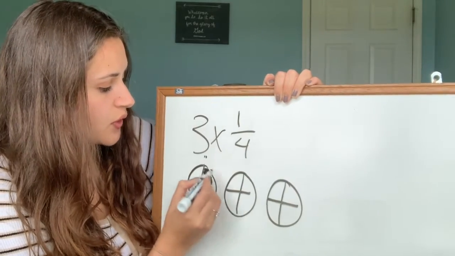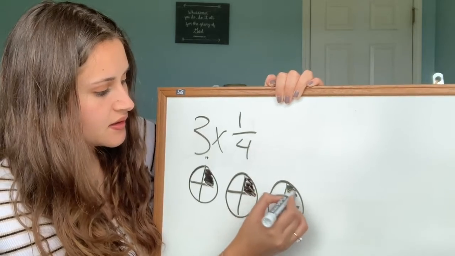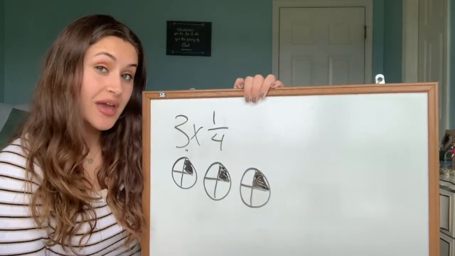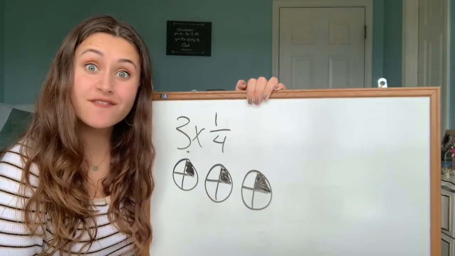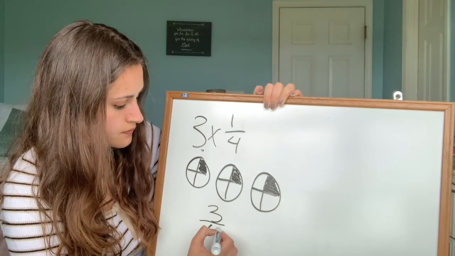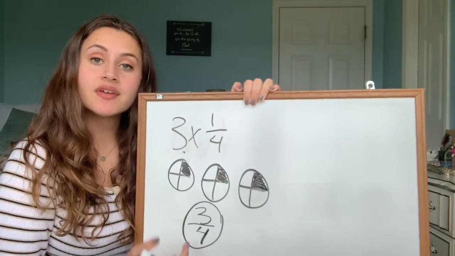And it's 1/4, so I'm only going to shade in 1 out of the 4 pieces. Now let's count up and see how many fourths we have. 1, 2, 3. 3/4. 3 times 1/4 is 3/4.